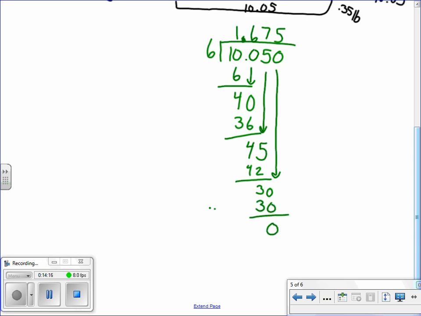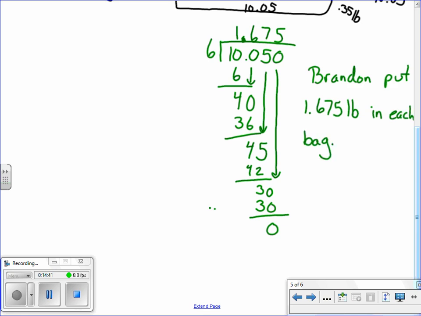And we're done. So, I don't remember his name. Brandon put 1 and 675 thousandths of a pound in each bag. Whew, that was a tough one.